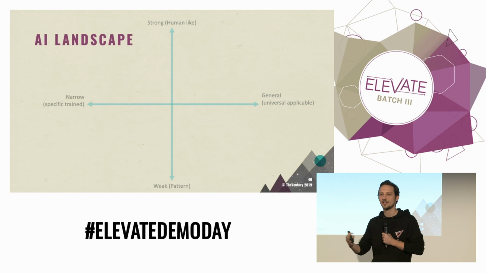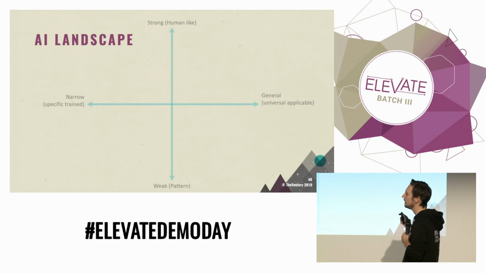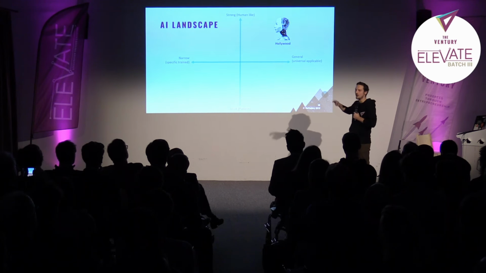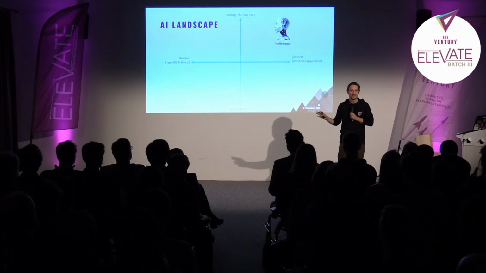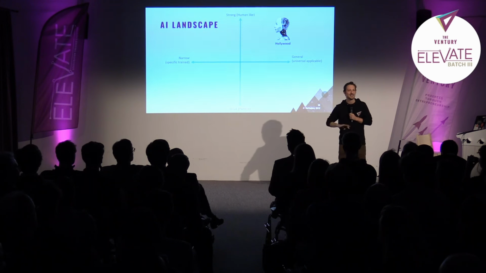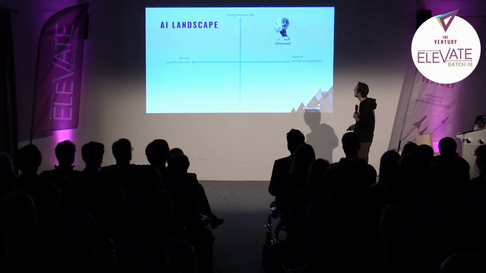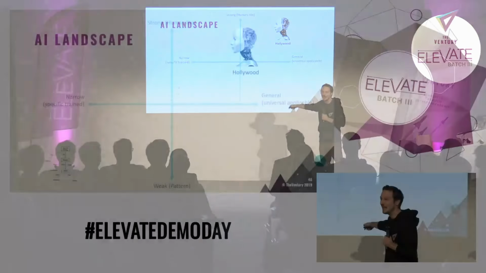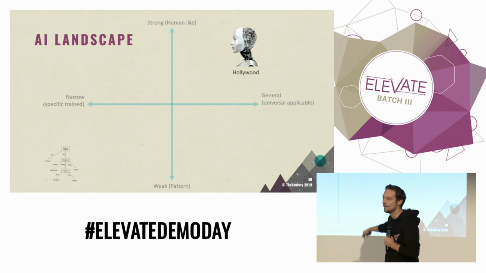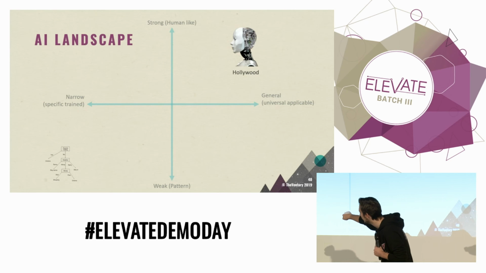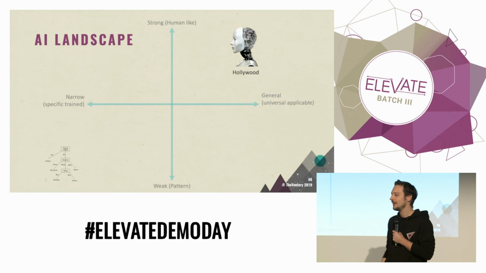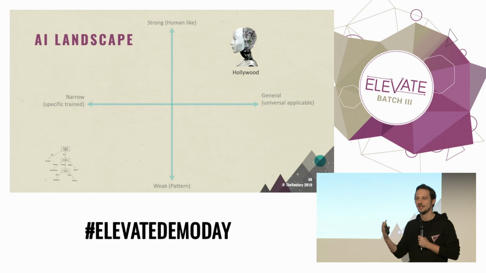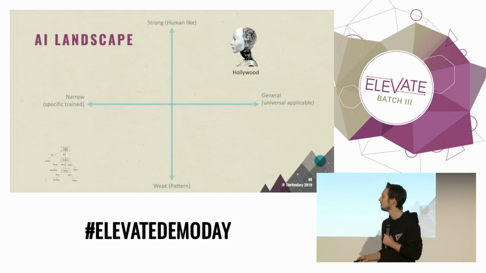So the easy parts are quite easy to spot. Hollywood is here, right? Hollywood is general, strong, human-like AI. This is all the movies that we see. This is the futuristic Terminator, whatever you want. And the classical symbolic if-else decision tree is absolutely here in the corner. It's maybe even here in the corner, right? So this is basically the extremes. So where does the rest of the methods fall into?